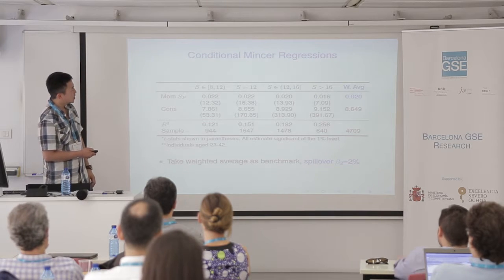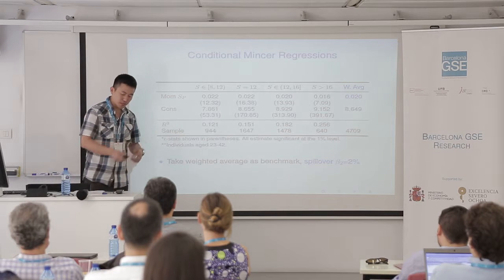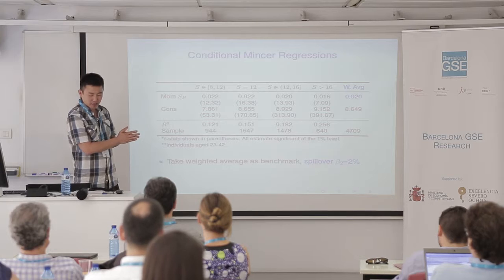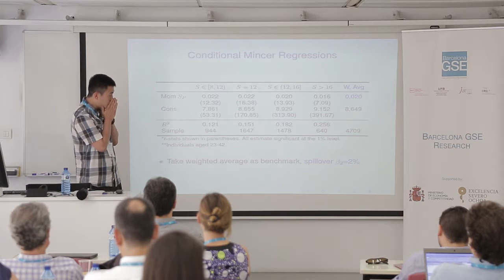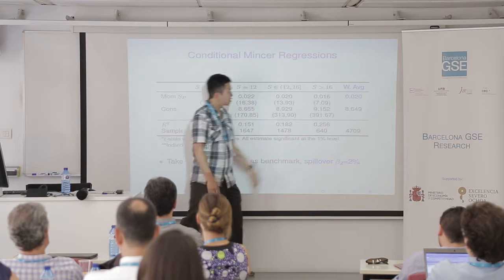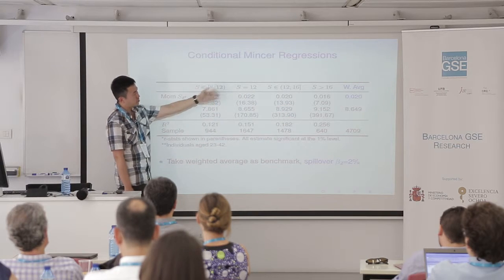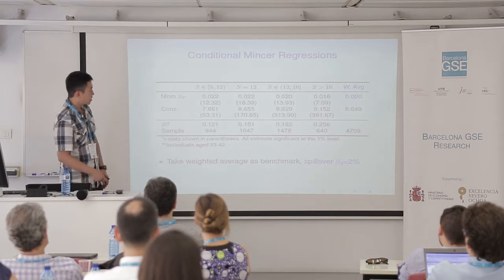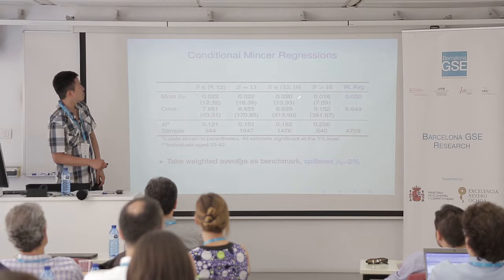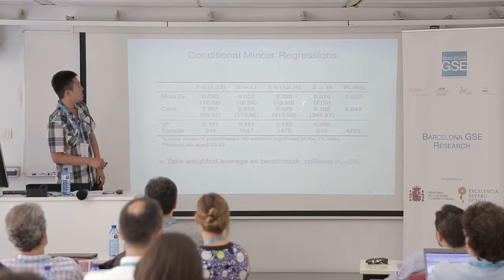Now, to correspond with the model, I also split the sample into guys with the same or similar levels of schooling, and run the same regressions again separately for each group. You can see that these coefficients are pretty similar. It's a little bit lower here.